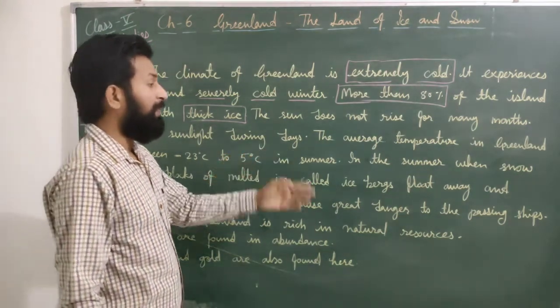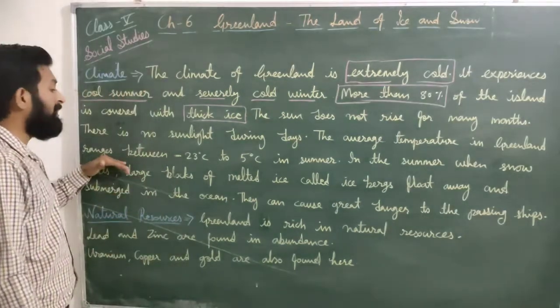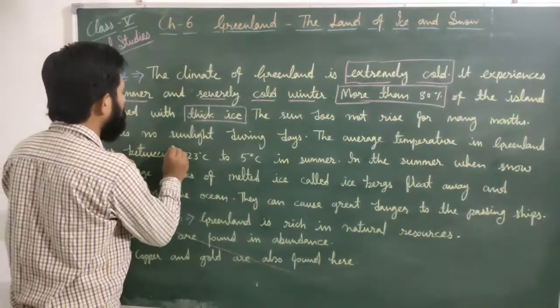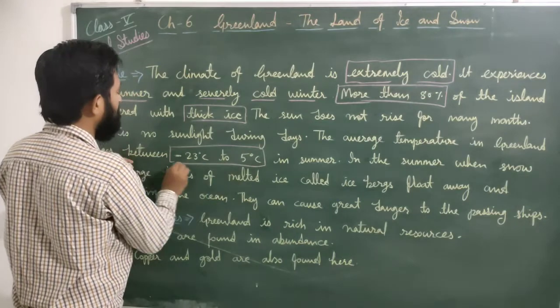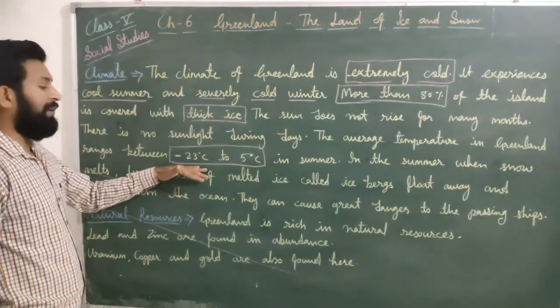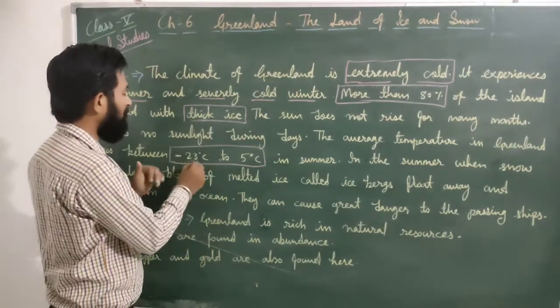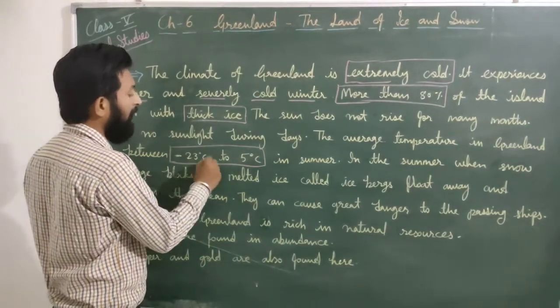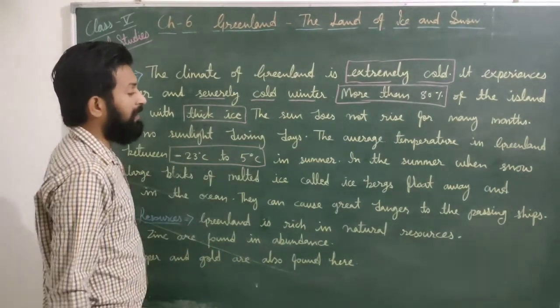The average temperature in Greenland ranges between minus 23 degrees Celsius to 5 degrees Celsius. It is the average temperature of Greenland. Like lowest minus 23 degrees Celsius and highest 5 degrees Celsius in summer.